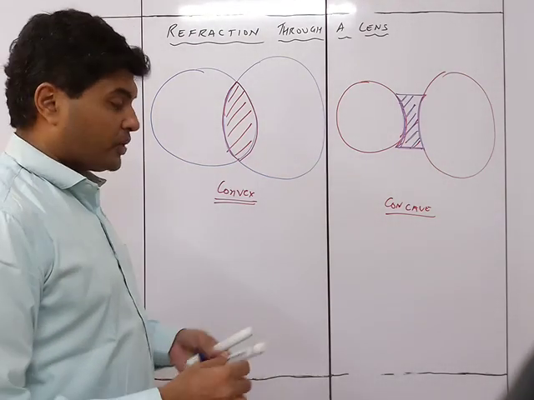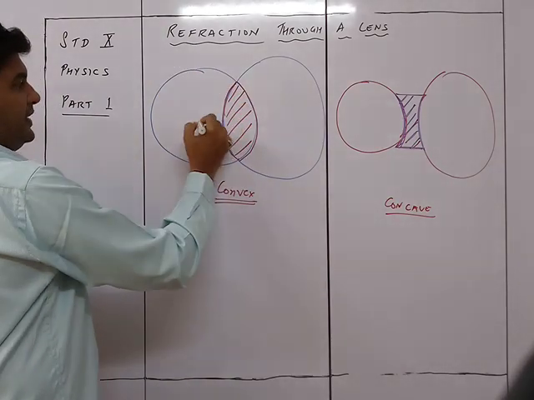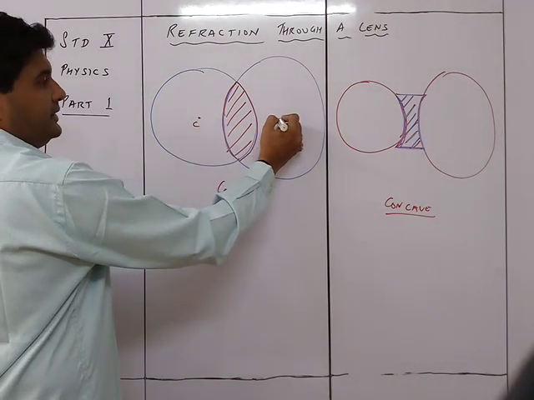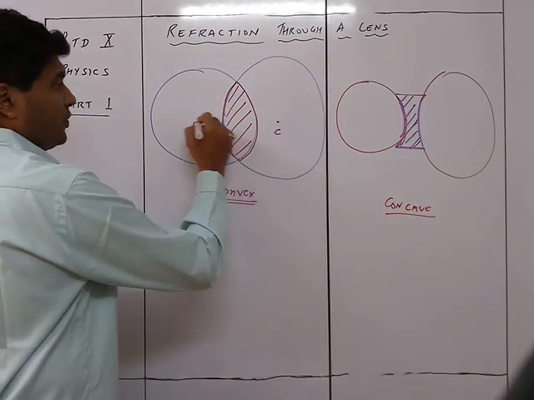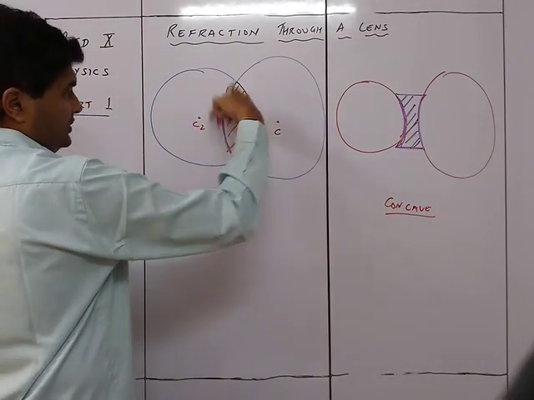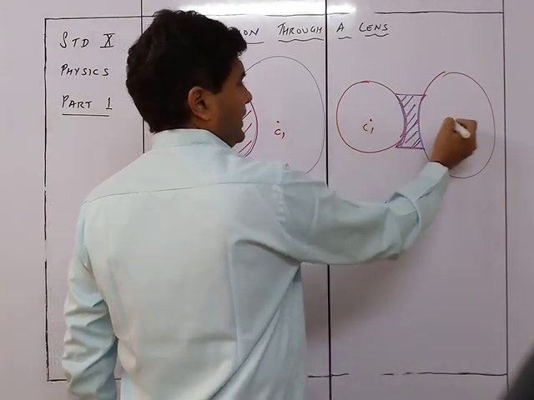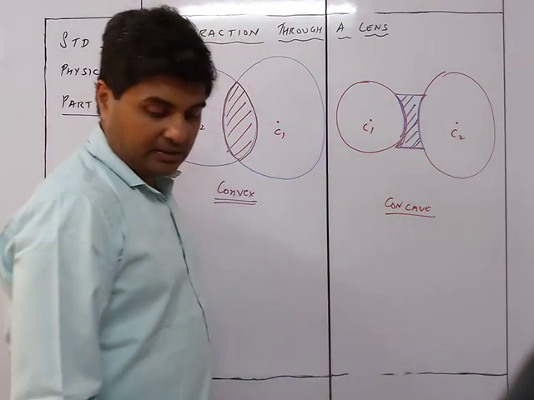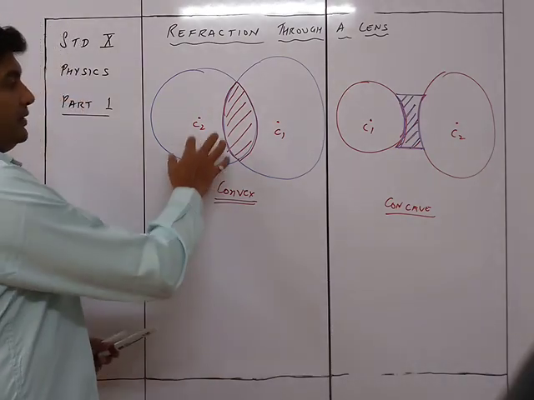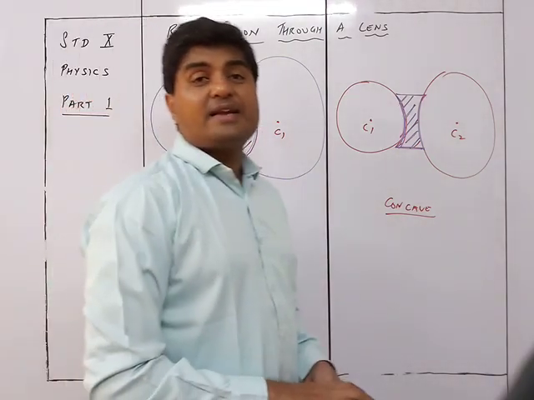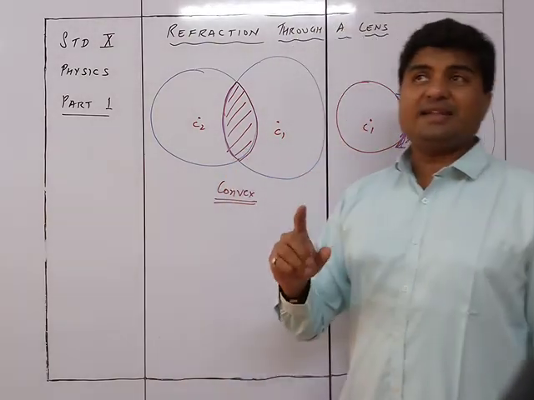Now the things we are going to learn: first is the center of curvature. This side over here has this sphere which has this as the center, and this is the other center over here, right? This is the center C1 and C2. Over here, this part will be C1, and over here will be C2, accordingly. So C1 and C2 are the centers of curvature of the spheres of which this particular lens is a part.